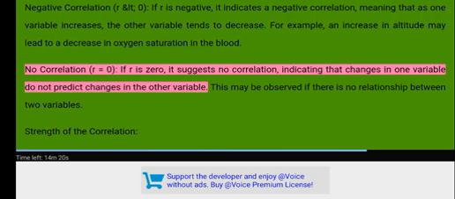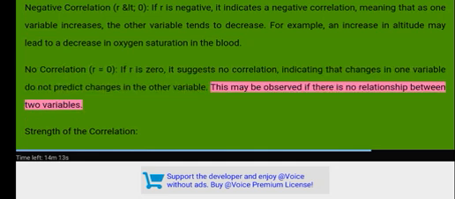No correlation, r equals 0. If r is 0, it suggests no correlation, indicating that changes in one variable do not predict changes in the other variable. This may be observed if there is no relationship between two variables.